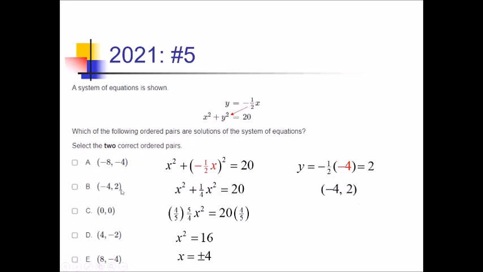That was choice B. And if I plug in positive 4 to that first equation, now I have negative 1/2 times 4 giving me negative 2. So that also gives me the point 4 comma negative 2 as a solution, which was choice D. So we have B and D for our answers.